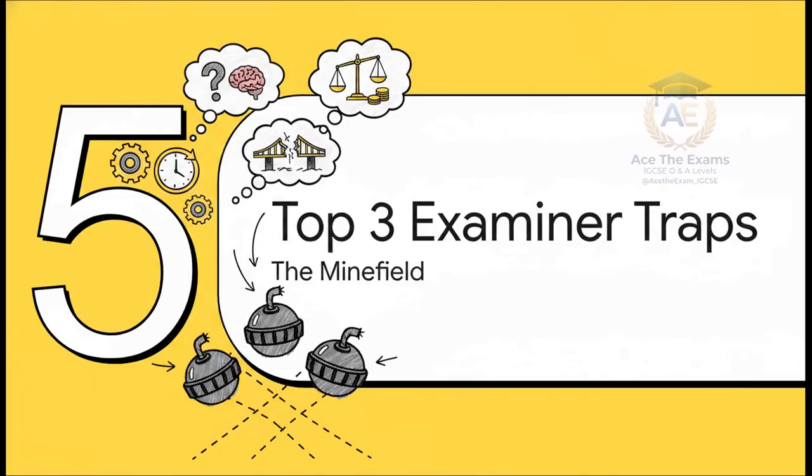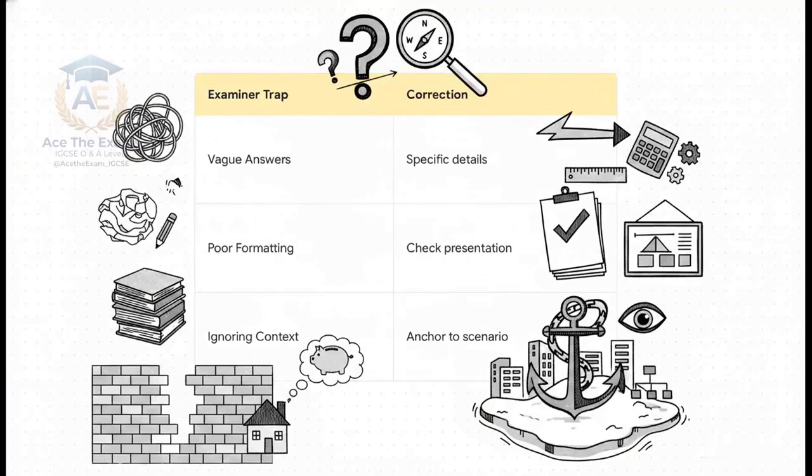And that leads us perfectly into Part 5, the top 3 examiner traps. I call this the minefield. Understanding how to structure an argument is great. It's essential, actually. But if you step on one of these landmines, which are pulled directly from the chief examiner reports, your score will completely plummet. So here is your survival guide.